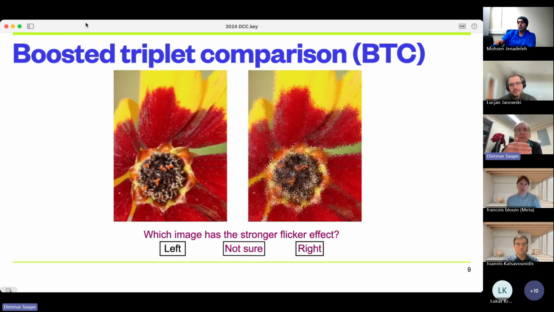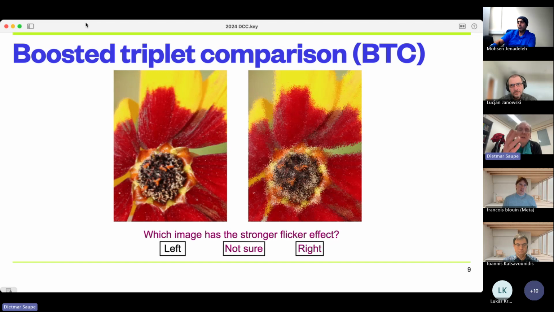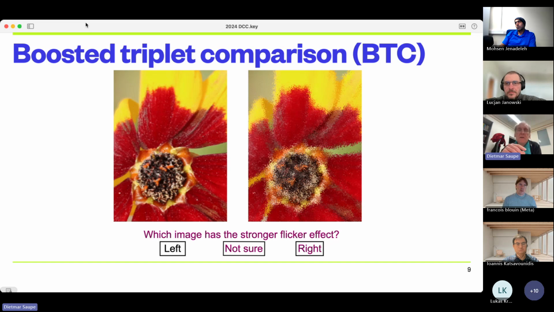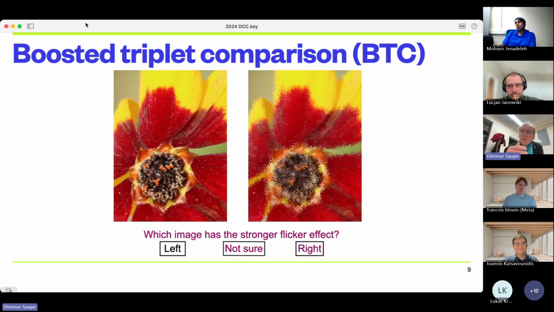Okay, and they are flickering, so they're alternating with the source image. The amount of flicker is proportional, let's say, to the distortion in these images. Now the question is, on which side do we have the stronger distortion? That's a comparison. If we say the right side has a stronger flicker effect, then that means the person has perceived that the distortion on the right is stronger than the distortion on the left.